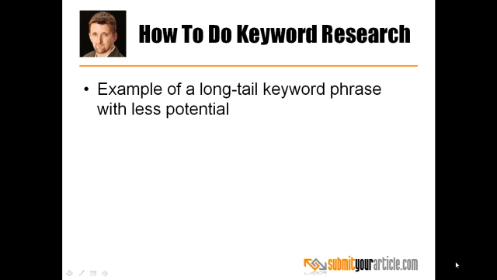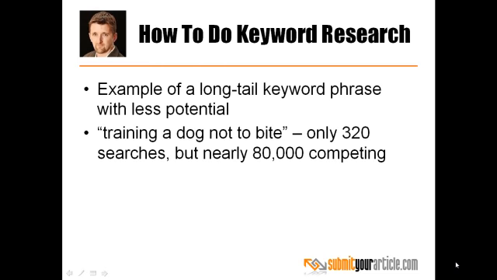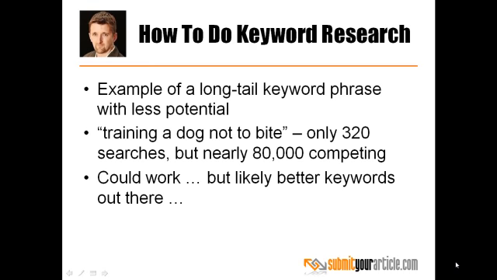So let's now look at an example of a keyword that wouldn't be such a hot property. At the time of doing this video, the keyword training a dog not to bite showed only 320 monthly searches, but nearly 80,000 competing pages. It could work, but the traffic levels are very low based on the amount of competition, and there are probably better keywords available.